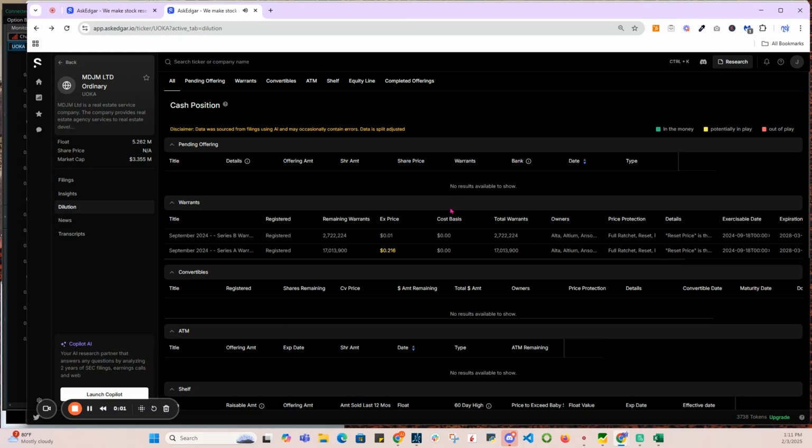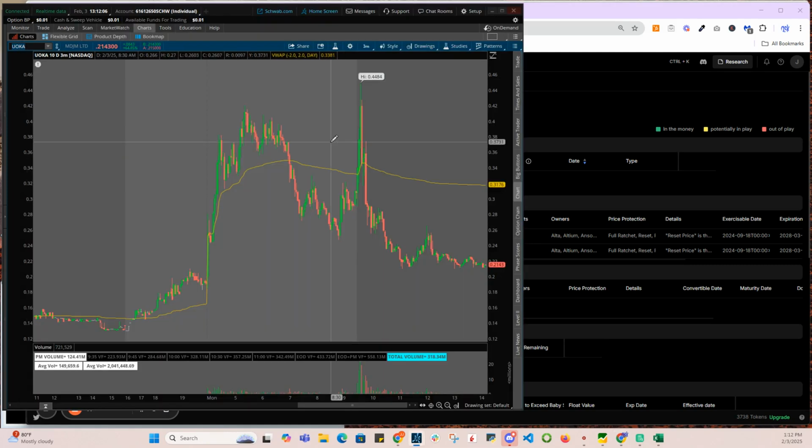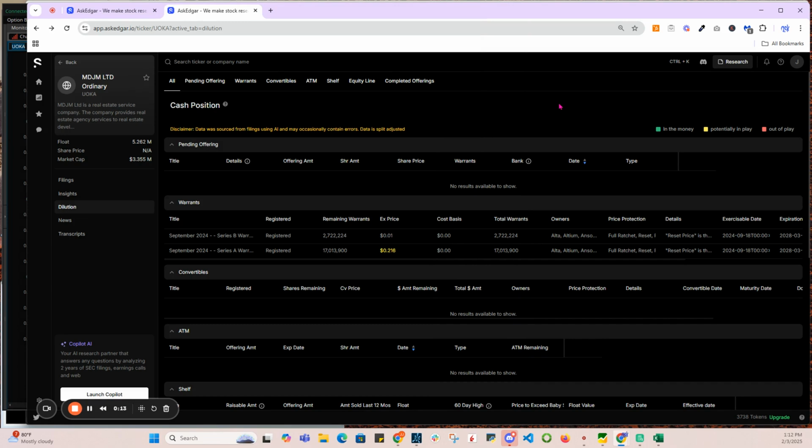So I wanted to go over warrant exercise price resets and basically how they work. We're looking at this ticker, the gap this morning, UOKA. This used to be MDJH. If we have our dilution tab here, we have the details. This actually used to be $1.35. We adjusted it because of this reset.